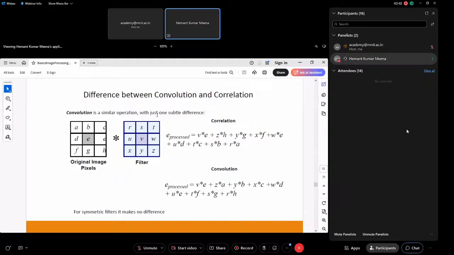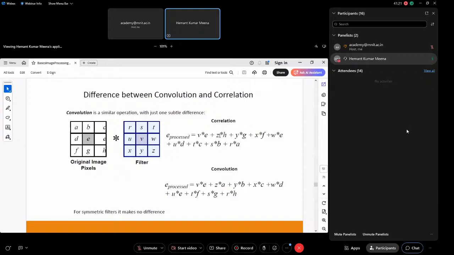Now here it is again shown that, mathematically, convolution is a similar operation to correlation with just one subtle difference: here it is a flipped one, here it is the original, not flipped. What do I mean? Here it has been shown by this block that this filter V will coincide with E, a particular part of the image. So V multiplied by B, Z multiplied by H.